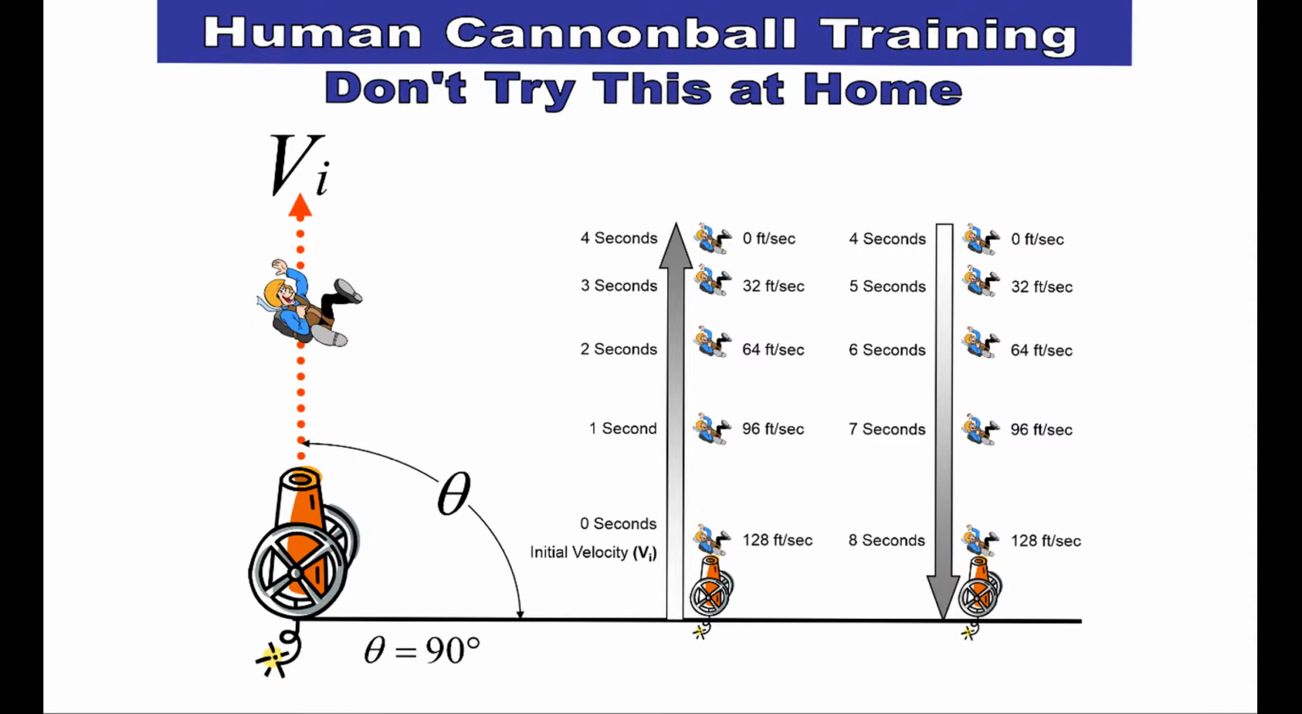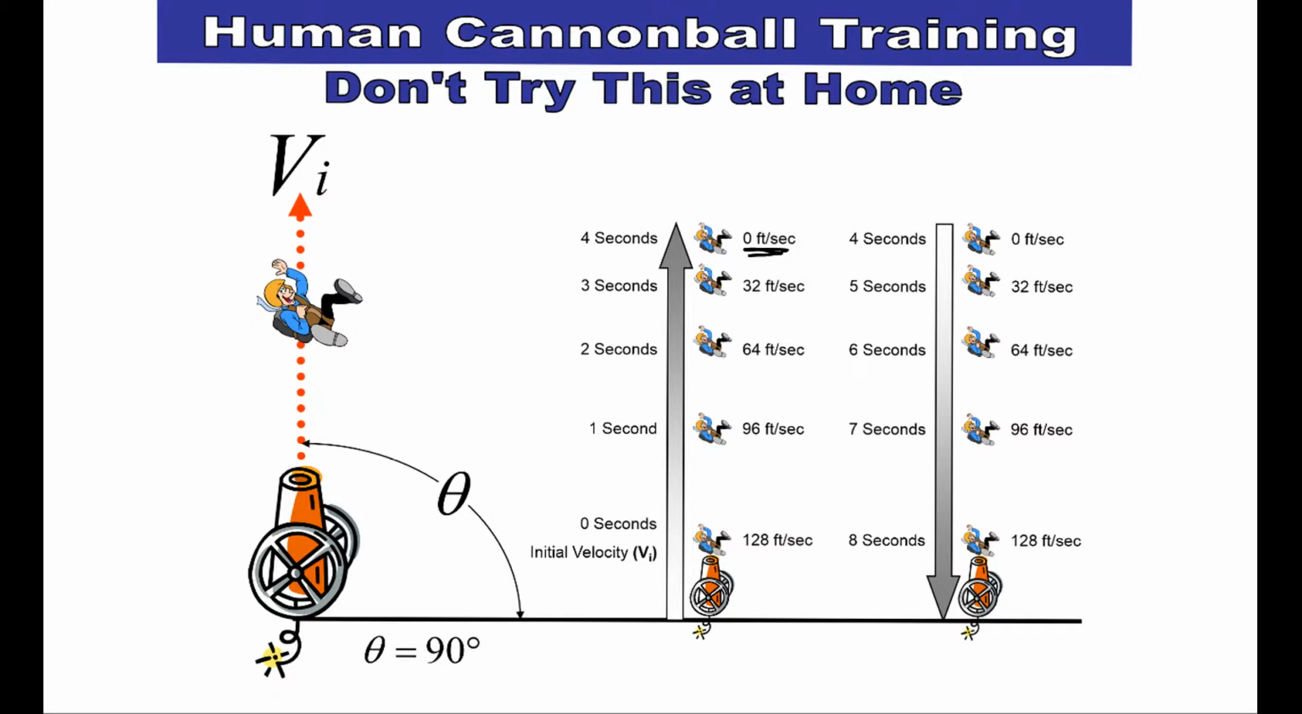This is kind of important. If we were to fire someone straight up, it takes them 4 seconds to get to their highest point. At the highest point of their flight, their velocity is 0 for a brief second. What do you think their acceleration is, though? Negative 32 feet per second squared, or negative 9.8 meters per second squared. So at the top, the velocity is 0, but the acceleration is not 0. Does that make sense to everybody? Because if the velocity and acceleration were 0, it would just be floating up there, which would be kind of cool, but that's not what happens.